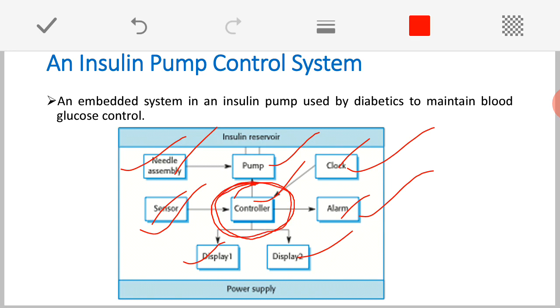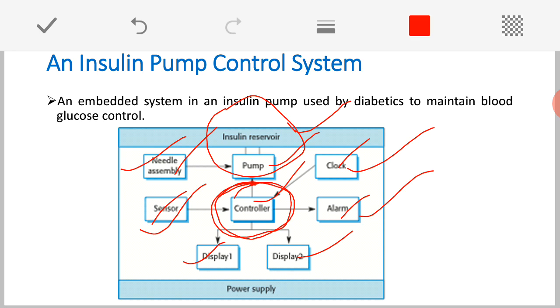And apart from that, there will be a separate insulin reservoir. Insulin reservoir means some amount of insulin will always be stored here. Why? Because on a regular basis, based on the calculation of this particular system, some amount of insulin is to be injected into the body of the patient, and for all these things we need what? To make the overall system work, we need a power supply. So, that power supply is also available here.